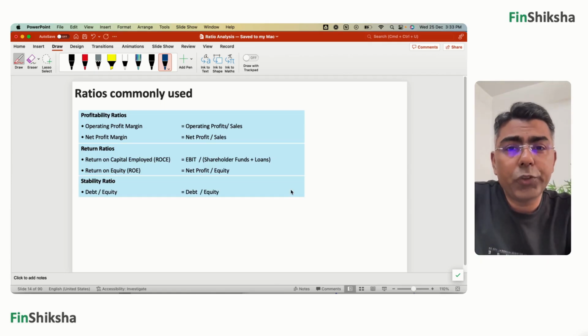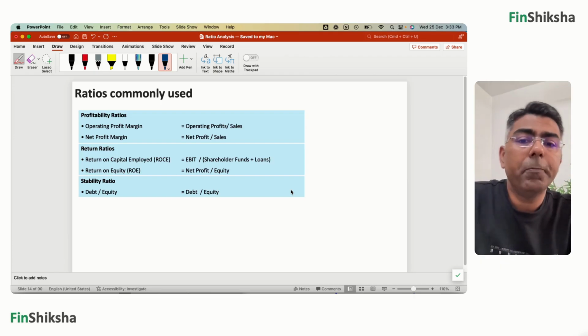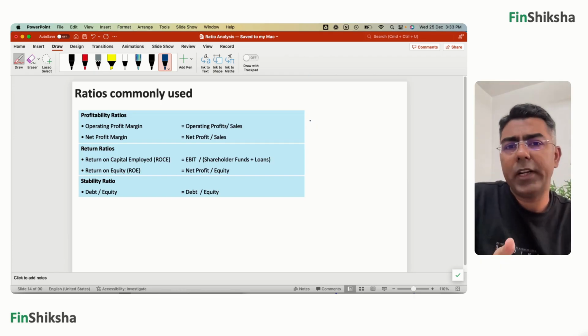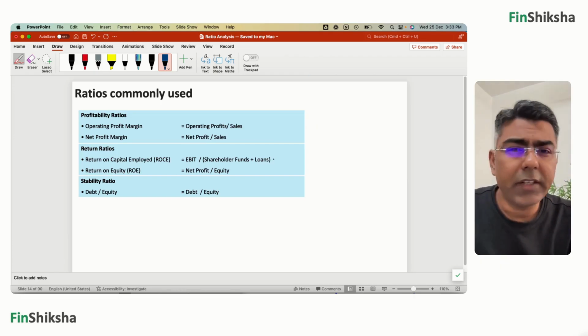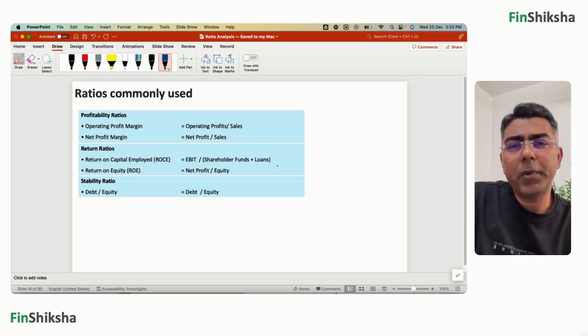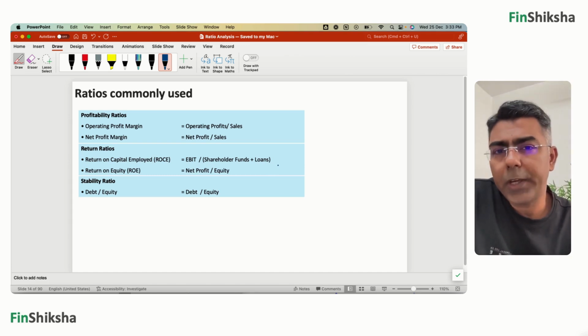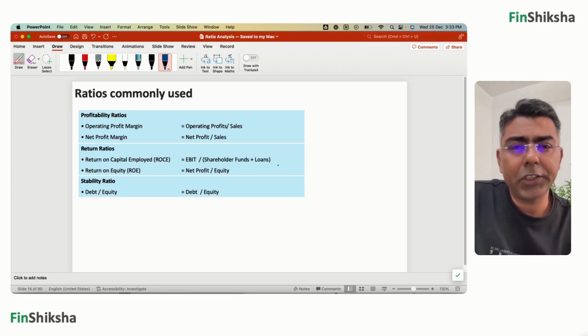Then stability ratios in terms of leverage, debt to equity, typically total debt divided by equity of the company. Generally, some textbooks also tell you to use long-term debt upon equity. You can use either, that's okay. I'm not a very big stickler for definitions.